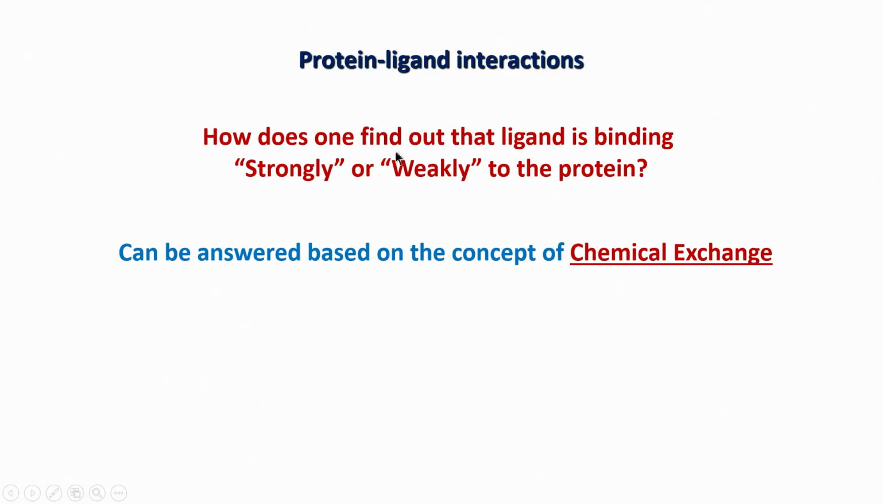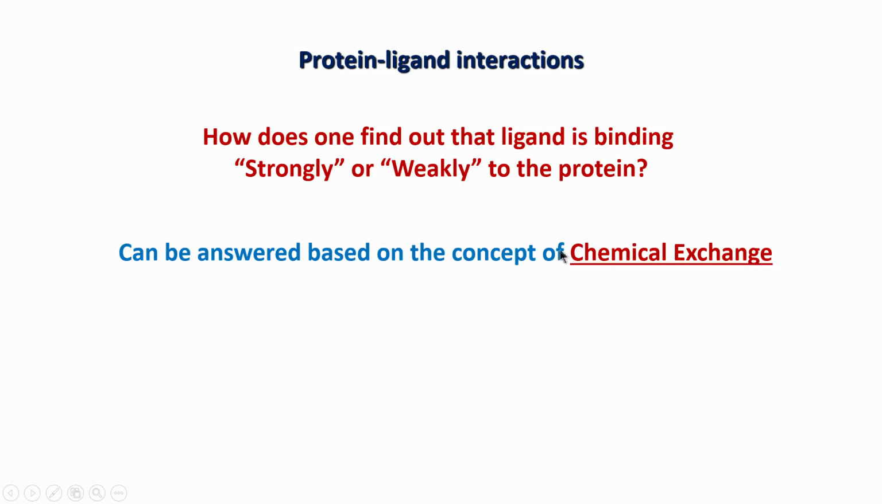Okay. Now, the next question you may want to ask is, I know there is an interaction, but is it a strong interaction or a weak interaction? How do I find out that the ligand is binding strongly or weakly? This is shown in quotes, because strong and weak are always relative to some measurement. It is not absolutely strong or absolutely weak, but how do I still characterize whether a ligand is binding weakly or strongly to a protein? That can be answered based on the concept of chemical exchange.